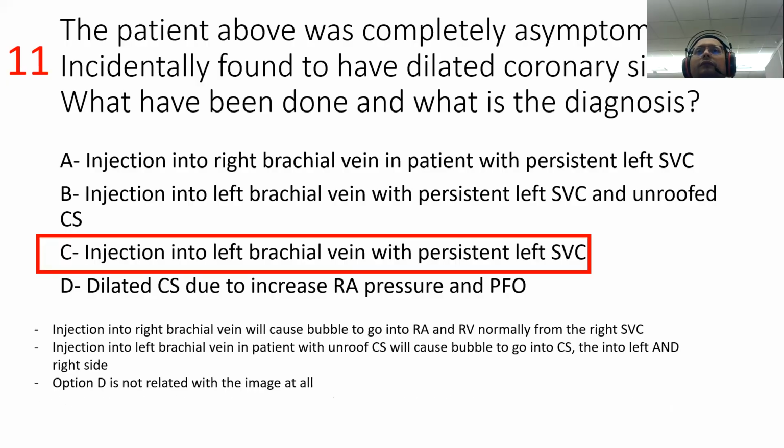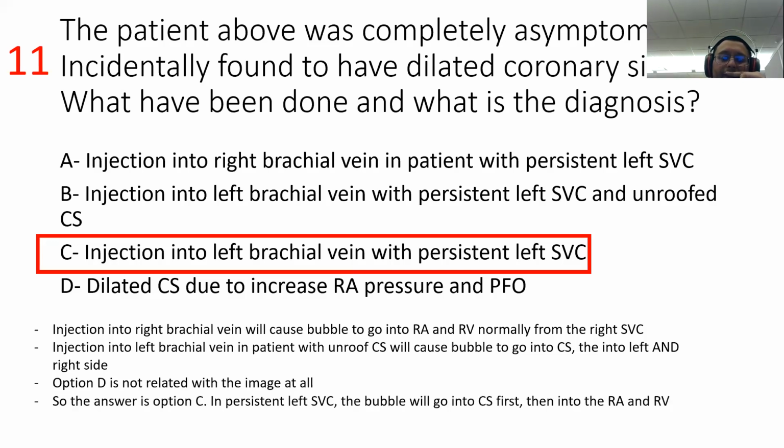Together with the left SVC, if there is a sinus venosus defect, you inject into the left brachial vein, then it goes to the CS, then the CS goes to the right side of the heart, so the right side gets bubbles, but later it goes to the left side of the heart through that sinus venosus ASD. Something like unroofed also. Correct. So the answer is option C. In persistent left SVC, the bubble will go into the CS first, then into the right atrium and the right ventricle.